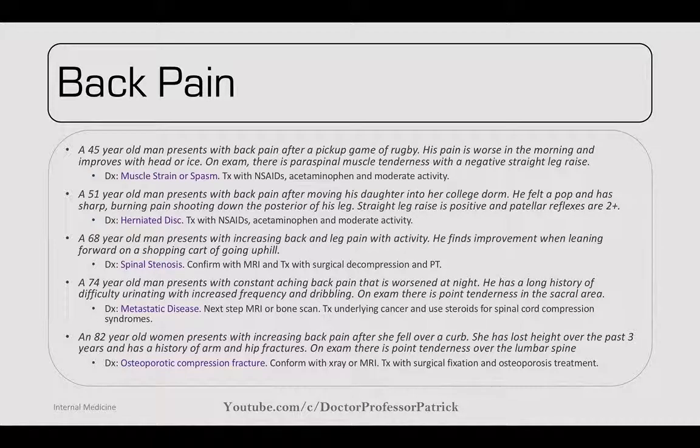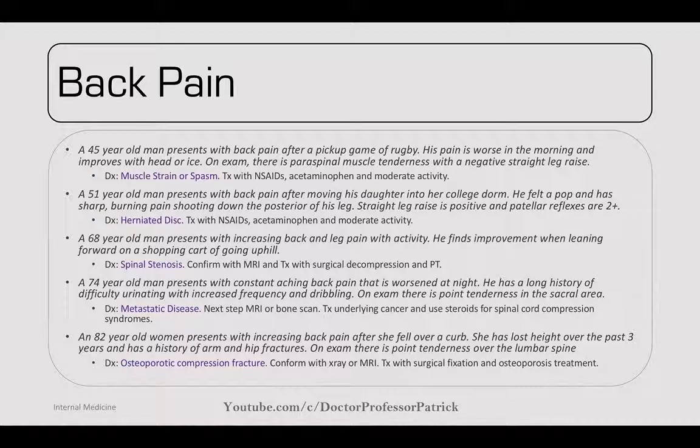Next is a 54-year-old man who presents with back pain after moving his daughter into her college dorm. He felt a pop and has a sharp burning pain shooting down the posterior of his leg. Straight leg raise is positive, and patellar reflexes are +2. So this can be a herniated disc. You can treat this with NSAIDs, Tylenol, and moderate activity as well.